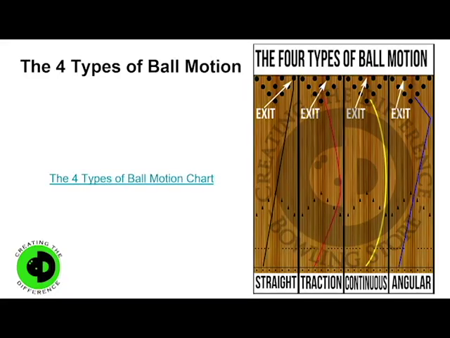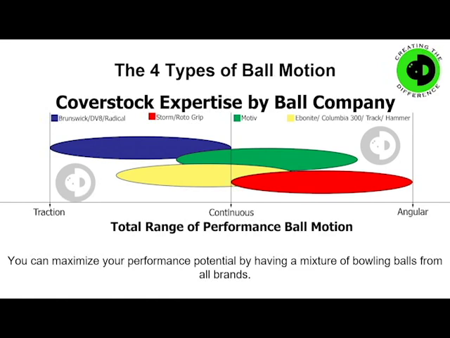Next, we're going to talk a little bit about bowling ball cover stocks in terms of bowling ball companies. So in this chart, what you can see is three of the four types of ball motions are listed here. You can see we've got traction, we've got continuous, and we have angular. Then we also have the cover stocks made by the various manufacturers in different colors. Blue is Brunswick, Radical Deviate, red is Storm and Rotogrip, green is Motive, and yellow is the brands of EBI, Ebonite, Columbia, Hammer, and Track.